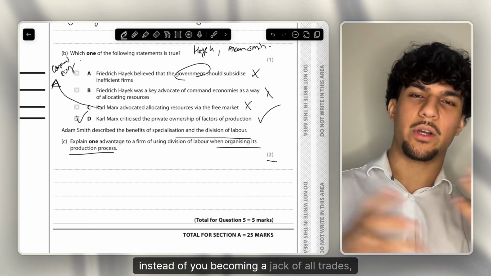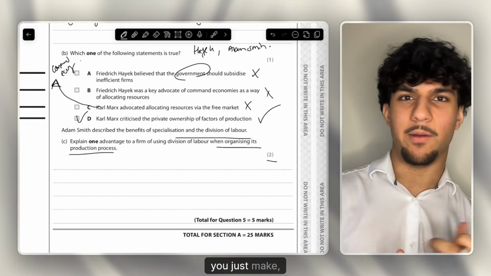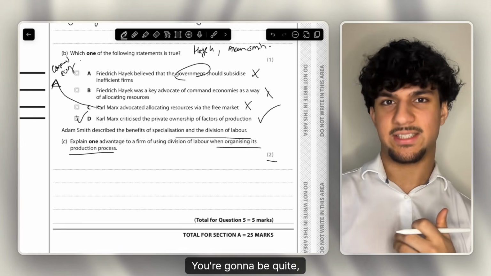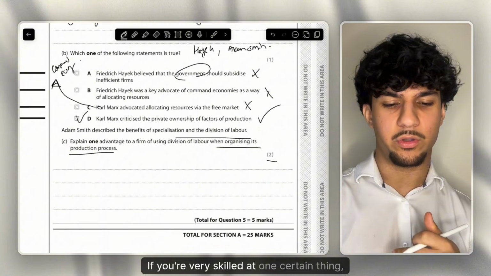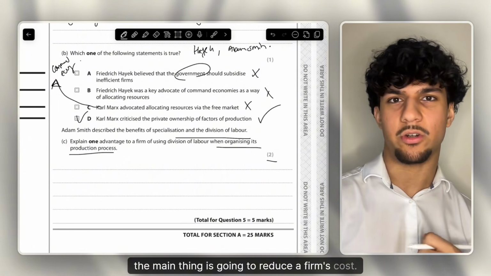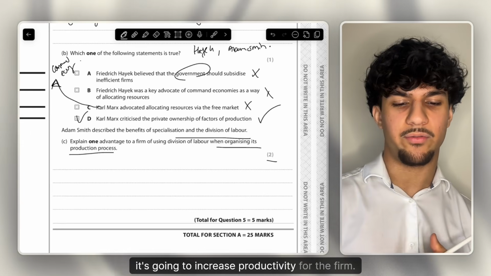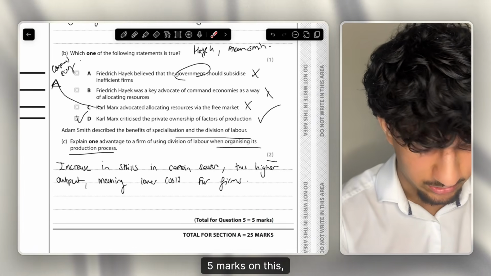Instead of becoming a jack of all trades, if you just do one thing your entire day, for example, you just make the dough of the bread, you're going to become quite skilled at that. If you're very skilled at that one certain thing, of course, you're going to be fast at producing it. Therefore, the main thing is it's going to reduce a firm's costs and increase productivity for the firm, and that's how to get 2 marks there and 5 out of 5 marks on this section.